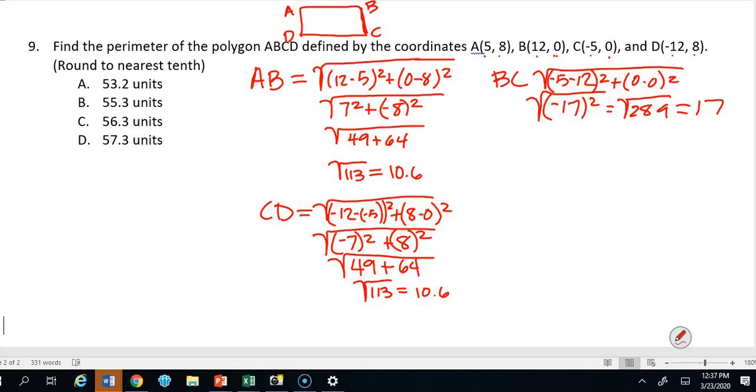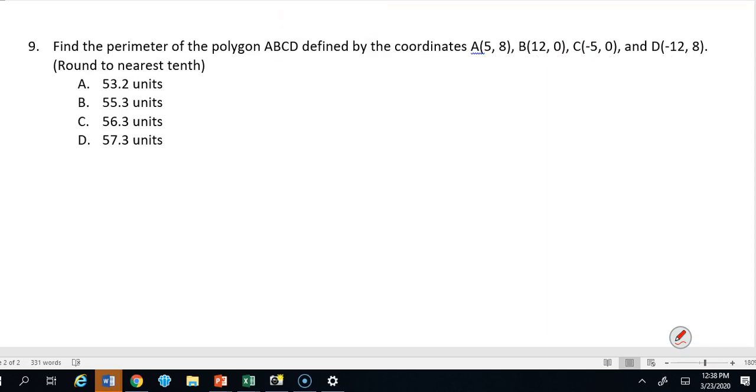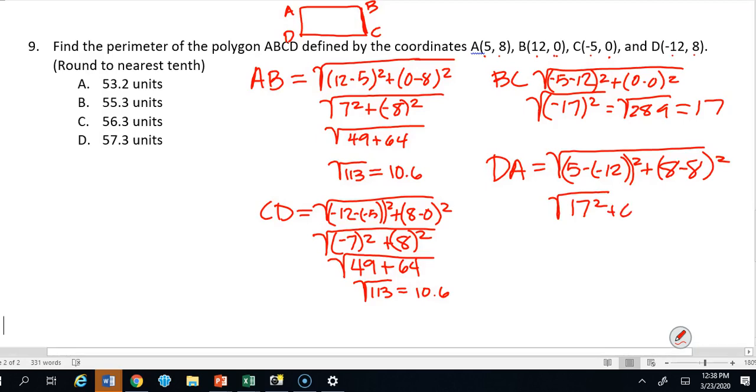Then we've got DA. So when we do DA, we're going to go 5 minus a negative 12, squared, plus 8 minus 8 squared. So once again, the 8 and 8 is going to end up being 0. It's just going to be 5 plus 12, which is 17 squared, plus 0 squared, which is going to be 289 again. So that's going to be 17.